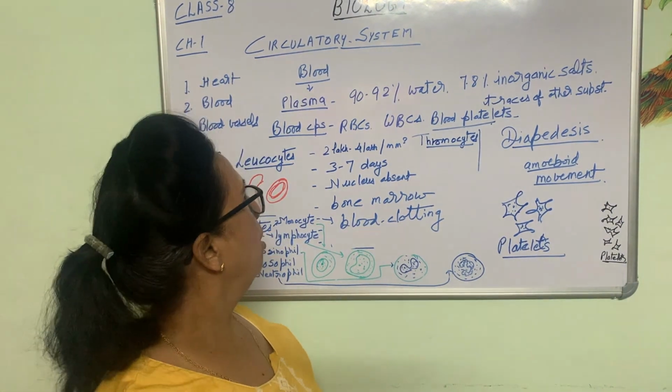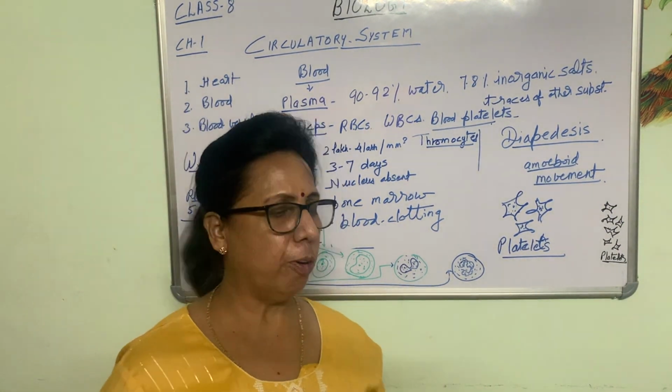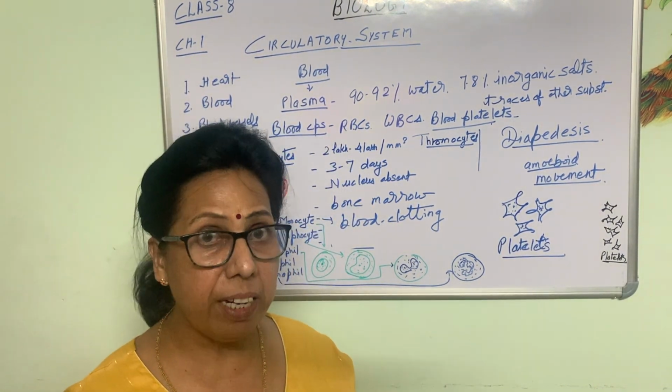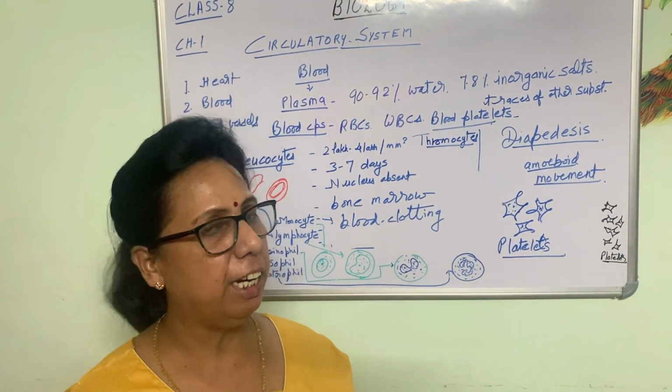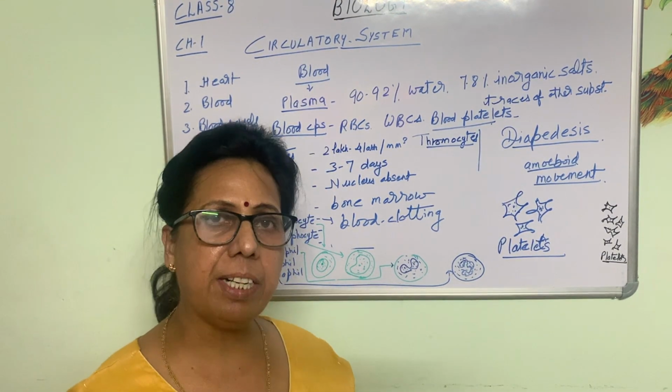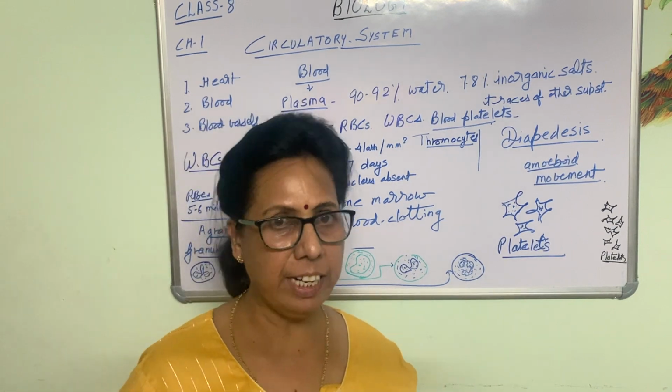So here, now we have studied about the different parts or constituents of the blood. Blood is a fluid connective tissue. It flows in the blood vessels. Now in the next video, we will study about the blood vessels. Right? Thank you, children.